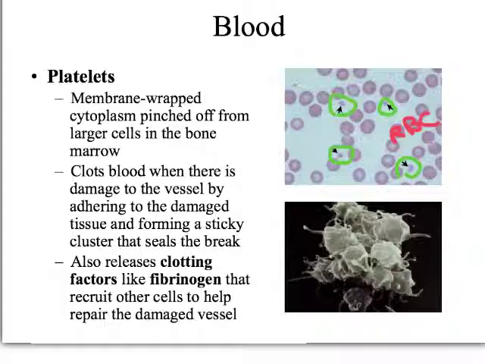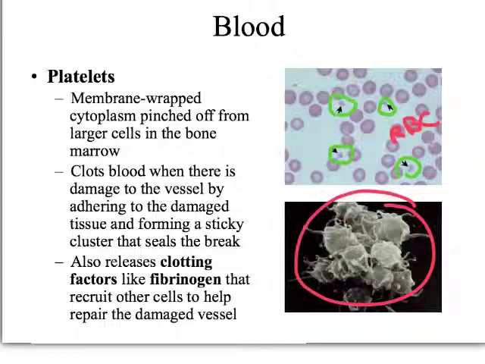So if there is damage to a blood vessel, these little platelets have these little sticky ends, so they stick to and adhere to the damaged part of the tissue, and they form this sticky cluster. You can see here, this is a transmitting electron microscope picture of a little blood clot. So the platelets are going to be sticky, and they're going to stick together. They're going to adhere and form a seal around the break.